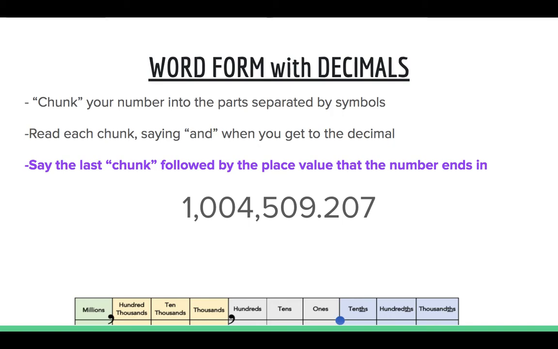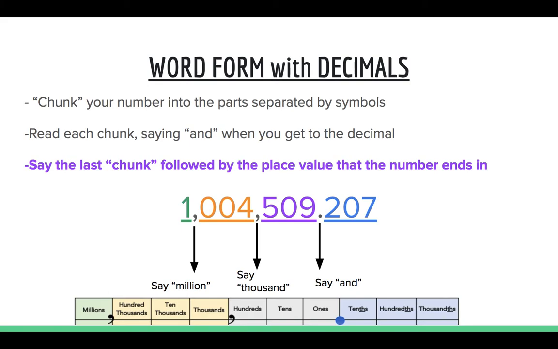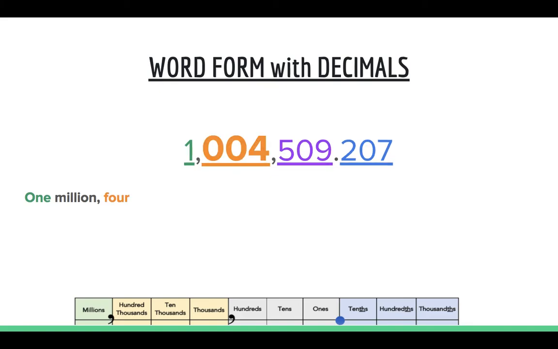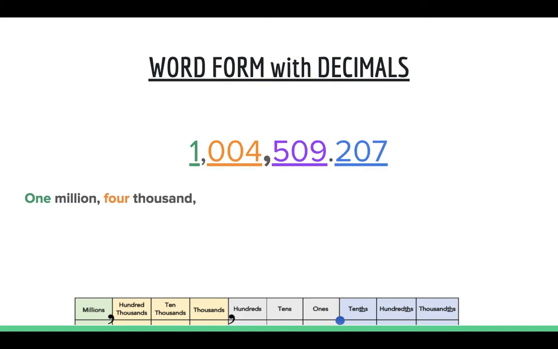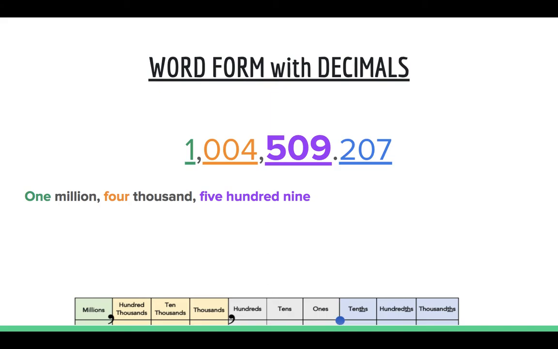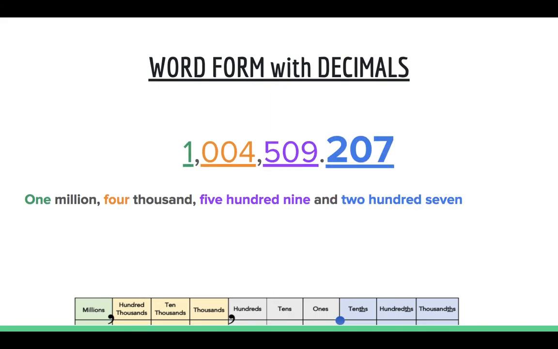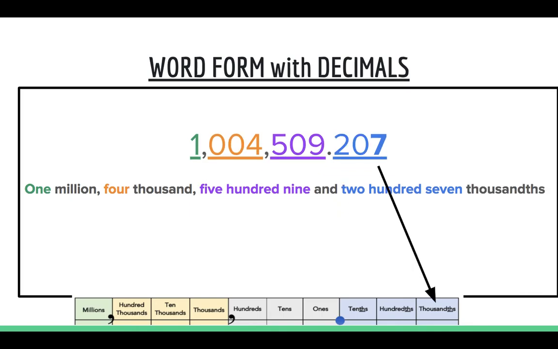All right, let's really put it all together here. First, we're going to chunk our number. Don't forget to say million, thousand, and "and" at the appropriate symbols. This number is 1,004,509 and 207 thousandths.